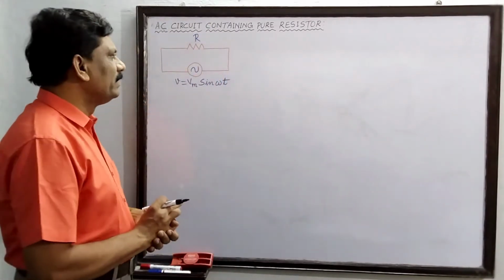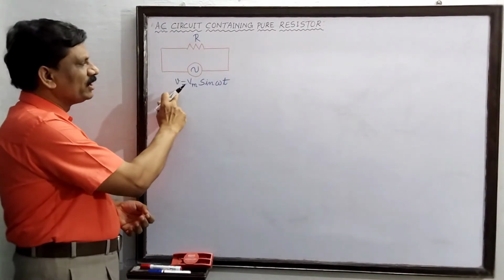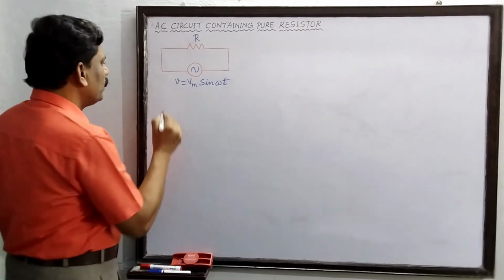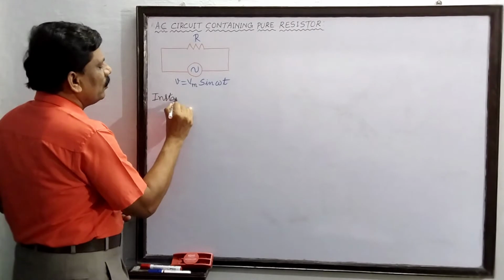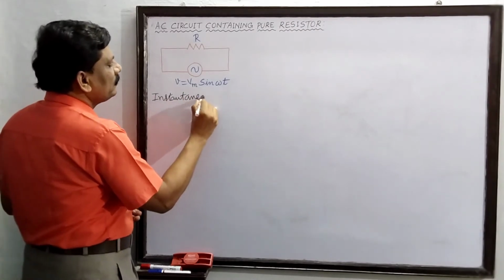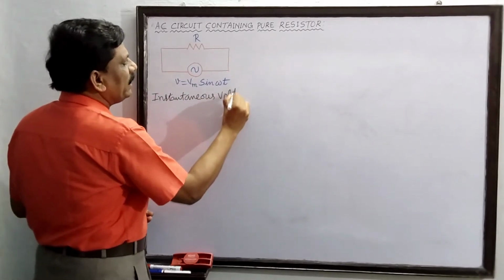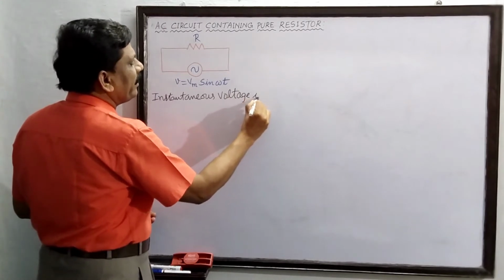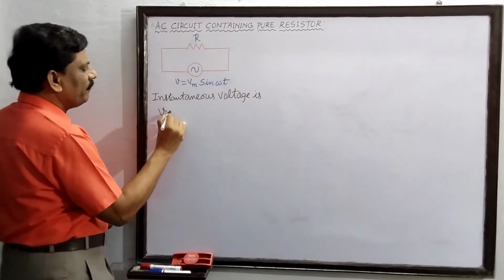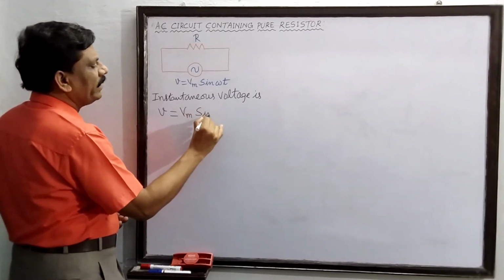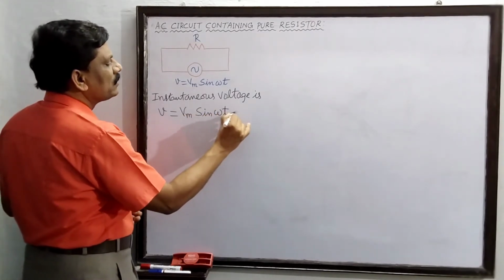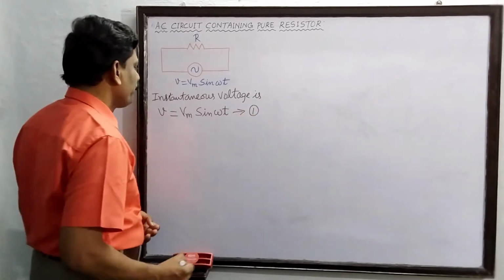We will begin the derivation with the given information, the instantaneous voltage. That means the voltage at every instant of time is given by v equal to Vm sine omega t. So this is equation number 1.